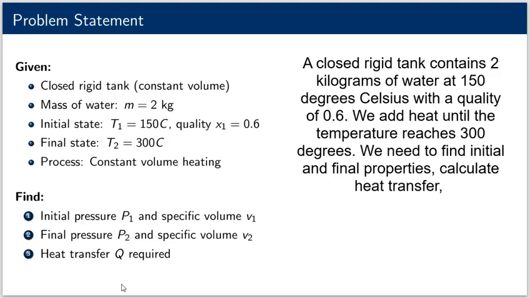Here are the given data. Closed rigid tank means constant volume. Mass of water means m is equal to 2 kg. Initial state T1 150 degrees centigrade. Quality X1 is 0.6. Final state T2 300 degrees centigrade. Process: constant volume heating. Now we have to find out initial pressure P1 and specific volume V1, final pressure P2 and specific volume V2, and heat transfer Q required.